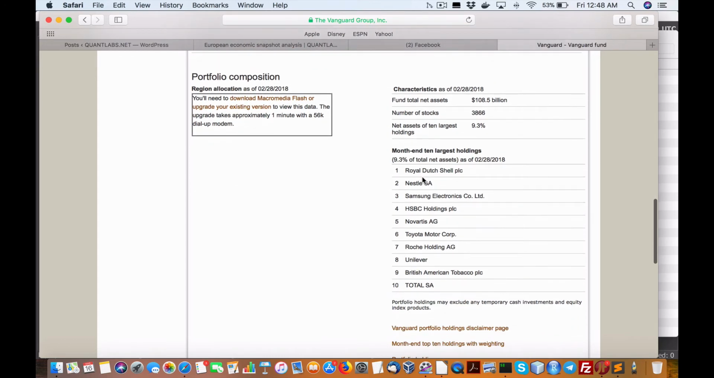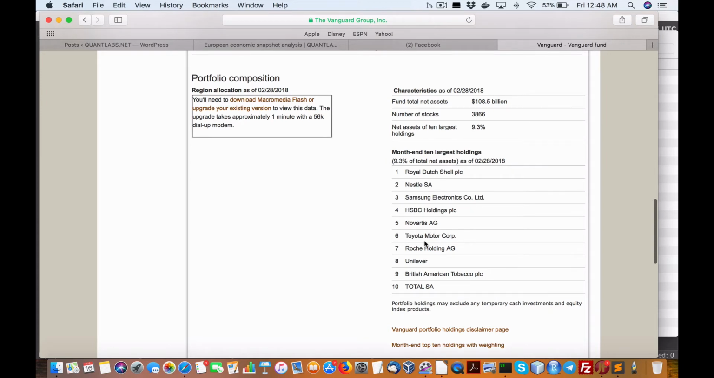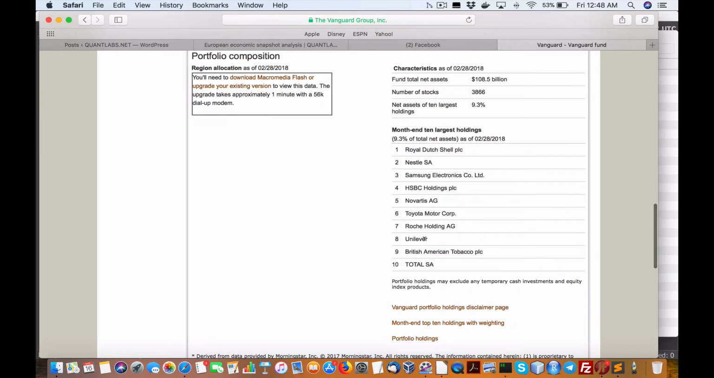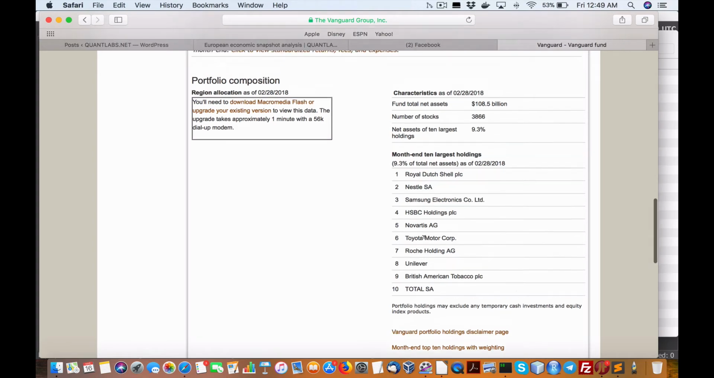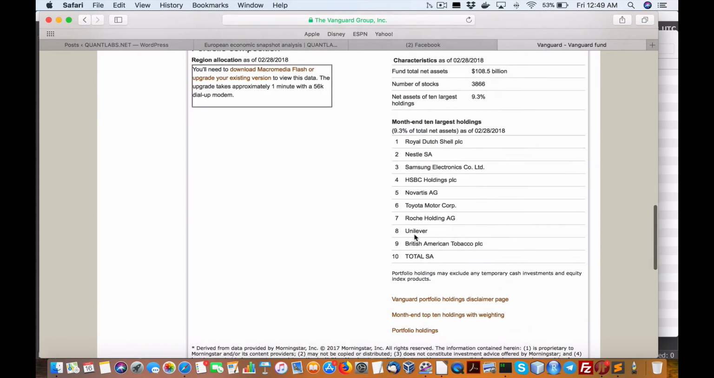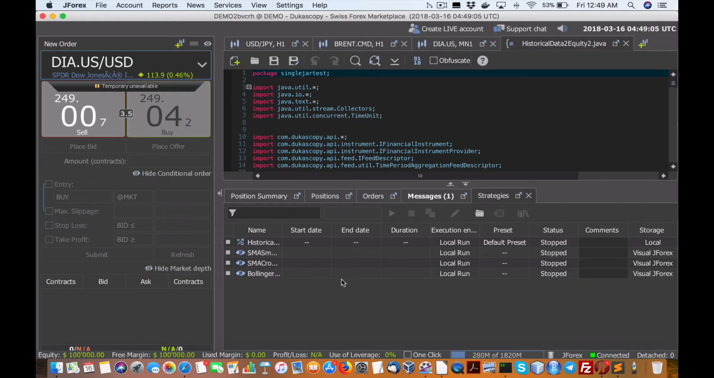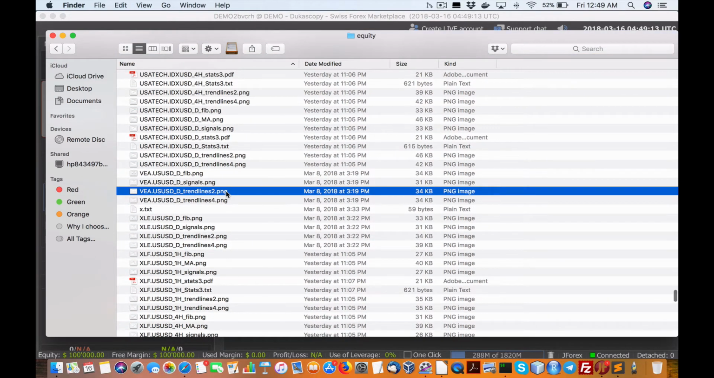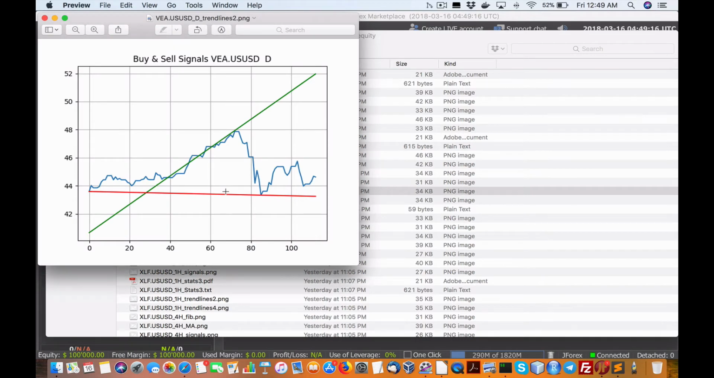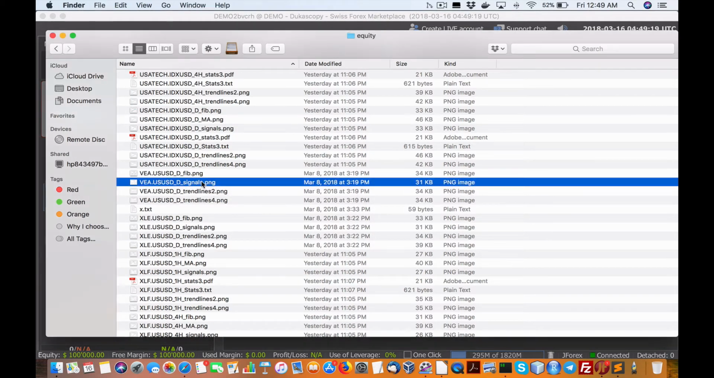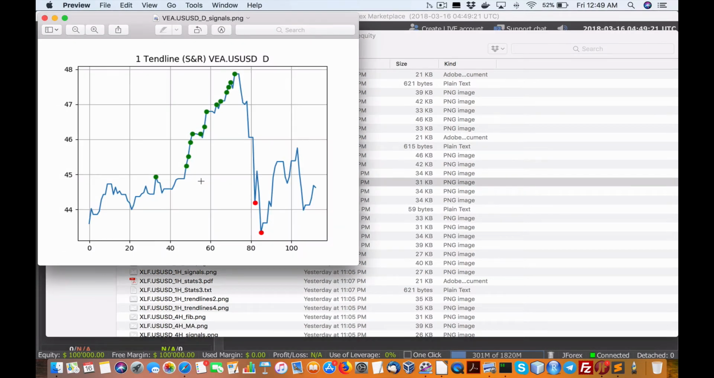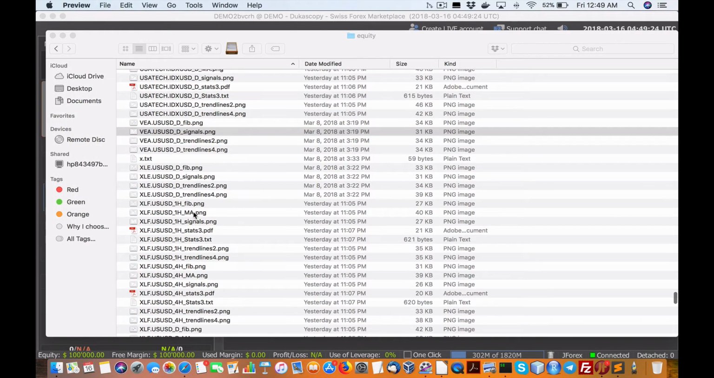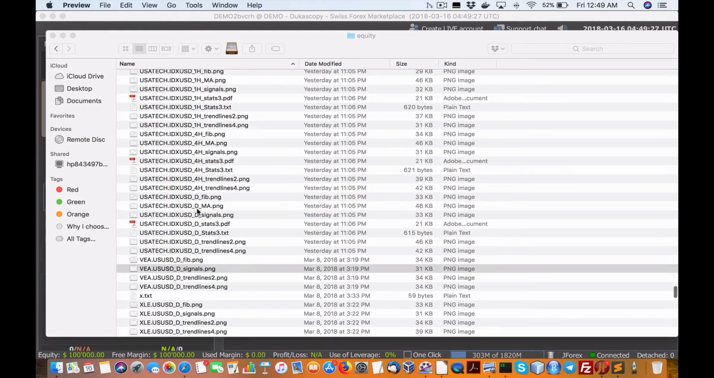So here we are, holdings: Royal Dutch, Nestle, Samsung, HSBC, Novartis. Looks like it's mostly European for developed markets. These are probably the top performers that they're thinking. I don't know if this includes the US. Yeah, it's been flatline, not doing too good. We're not going to go very far with that. But let's see what the moving average is telling us.